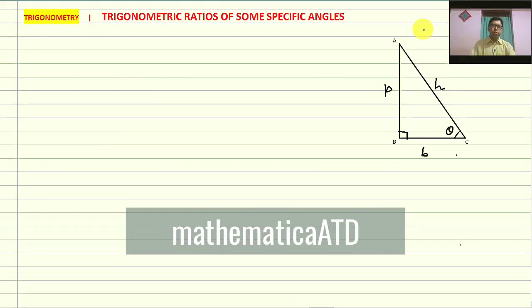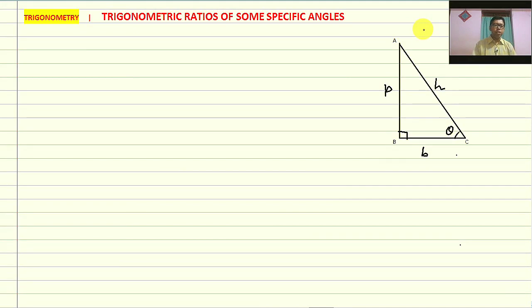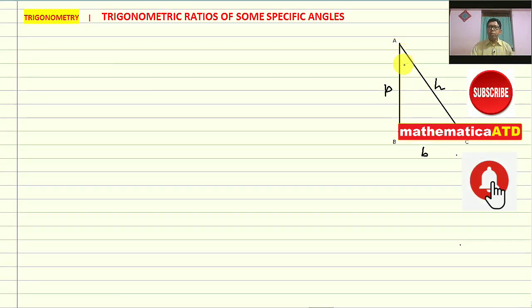Dear students, you are already familiar with the construction of the angles 30 degree, 45 degree, 60 degree and 90 degree. In this section, we will find the values of the trigonometric ratios for these angles, of course, of 0 degree. Here, ABC is a right angle triangle, right angle at B, and let us consider that angle C is theta.